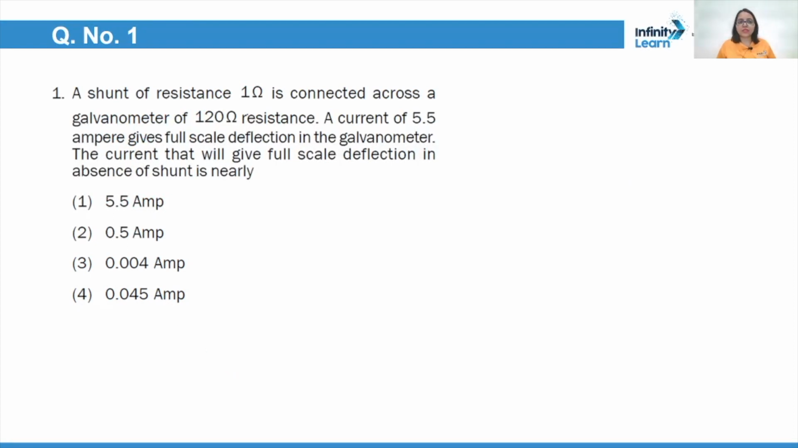A shunt of resistance 1 ohm is connected across a galvanometer of 120 ohm. So this is 120 and this is 1 ohm. Current is 5.25 ampere and it gives full scale deflection in the galvanometer. The current that will give full scale deflection in the absence of shunt is nearly. So we need to find Ig.